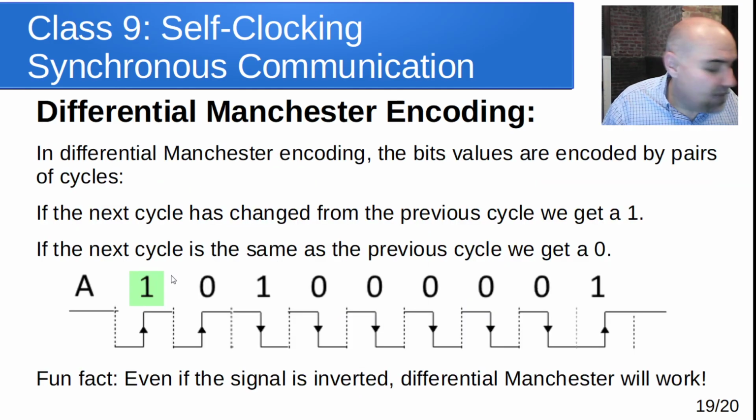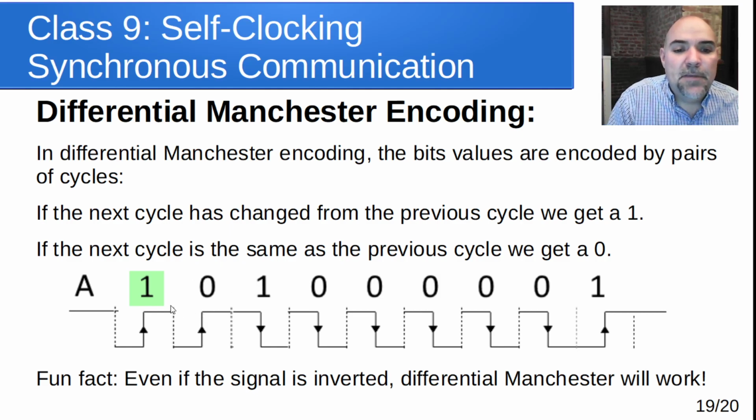Okay, there's one final technique, keeping consistent with my "one more thing" mantra, and that is differential Manchester encoding. This one works kind of the same as Manchester encoding, but rather than being based on the pattern, is it low-high or high-low, meaning 1s or 0s, it looks at the boundary between two cycles. If a cycle was the same as the one before, we get a 0. If it was the opposite of the one before, we get a 1.